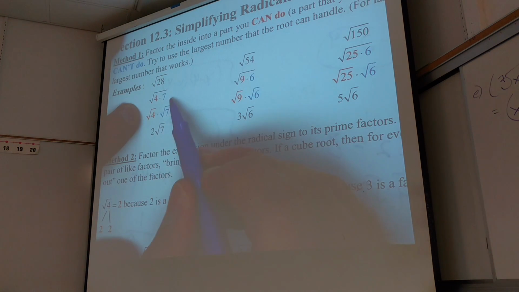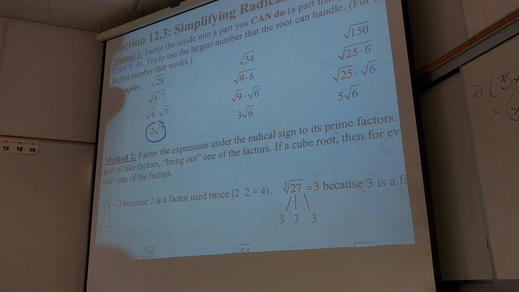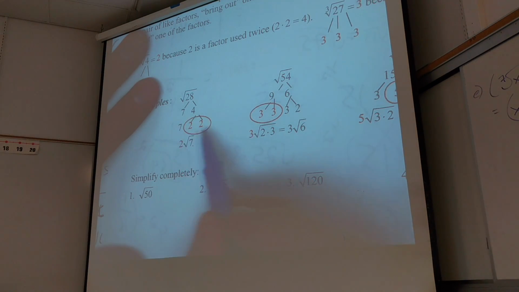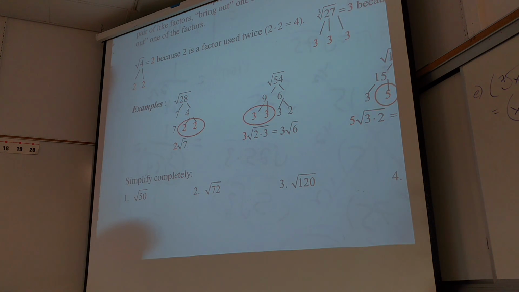So 4 times 7. I can take the square root of 4, but I can't take the square root of 7. Done. Now the other way to do that problem is to take 28 and just break it all the way down. What kind of root do I have? I have a square root. So it's always looking for groups of two things.